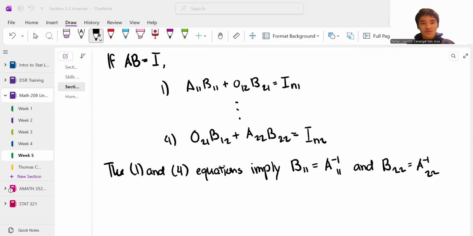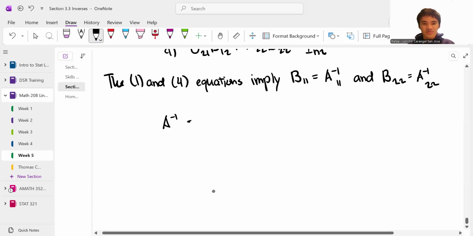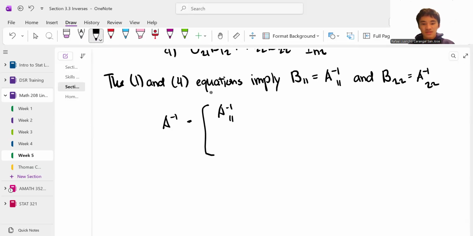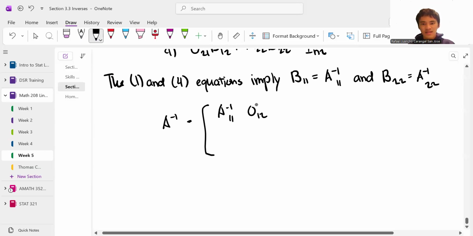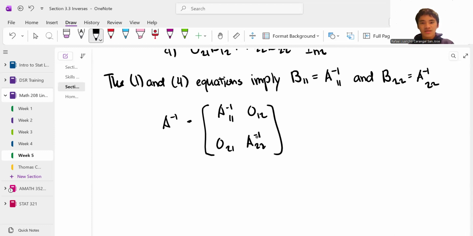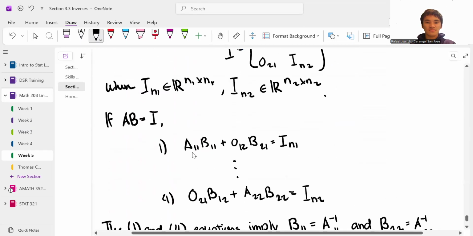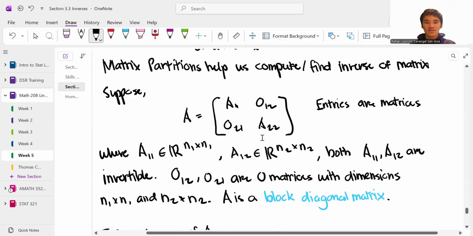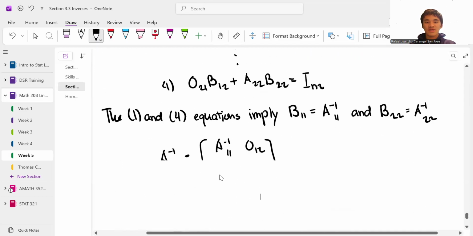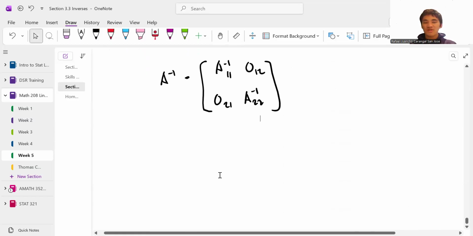But here we can conclude. So the idea, right, is you want to get the inverse. And so that's just going to be A inverse 1 1, right? Because we've solved it. And then we have 0 sub 1 2, and then 0 sub 2 1, and then we also have A inverse 2 2. So here we're just making a formula for finding the inverse, given that we have these blocks or matrices in the matrix, if that makes sense.